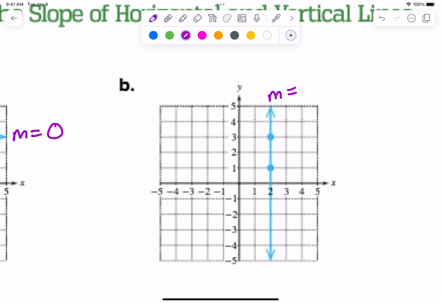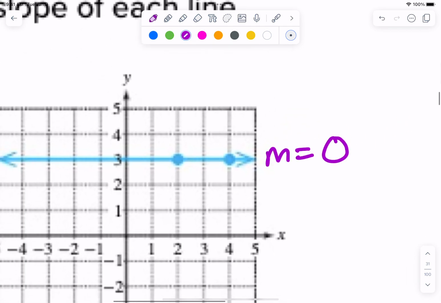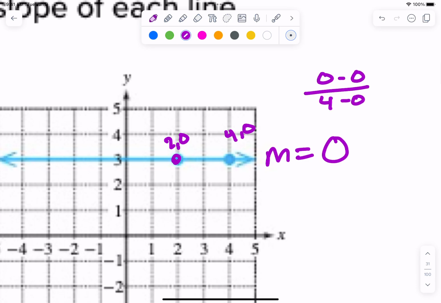Infinity. What's the slope of a vertical line? Ooh, you might be onto something. Okay, let's do this real quick. This point right here is (2, 0). This point right here is (4, 0). If I do y2 minus y1, this is 0 minus 0 over 4 minus 2, which is 0 over 2, and 0 divided by 2 is 0.